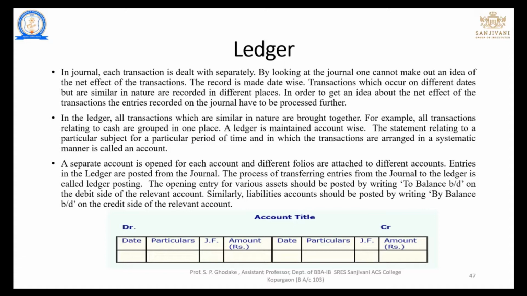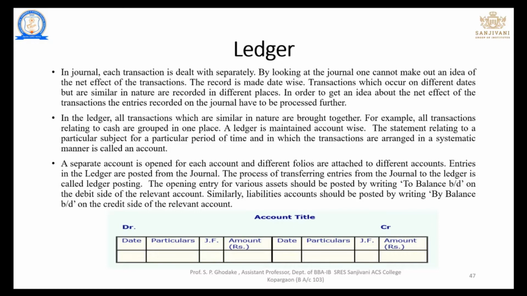In the ledger, all the transactions which are similar in nature are brought together. For example, all transactions relating to cash are grouped in one place. A ledger is maintained account-wise. The statement relating to a particular subject for a particular period of time, in which the transactions are arranged in a systematic manner, is called an account. A separate account is opened for each account and different folios are attached to different accounts.